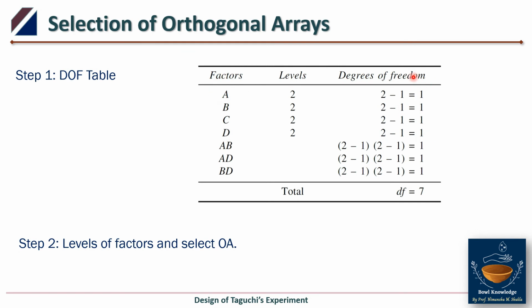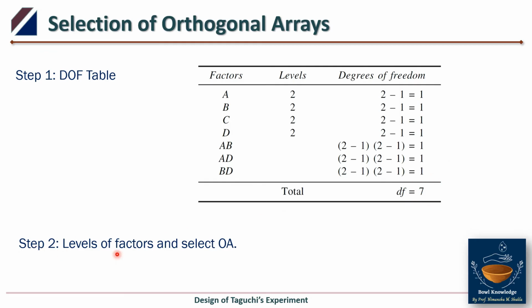Then how to find the degree of freedom for interaction? Again, it is the multiplication of individual degrees of freedom. So for interaction AB, it is degree of freedom of A into degree of freedom of B. So it is 1 into 1, which becomes 1. And whatever the number of factors and interactions, the addition of those degrees of freedom will give us the total degree of freedom of my orthogonal array. So by this step we can see that the degree of freedom which is required is 7.